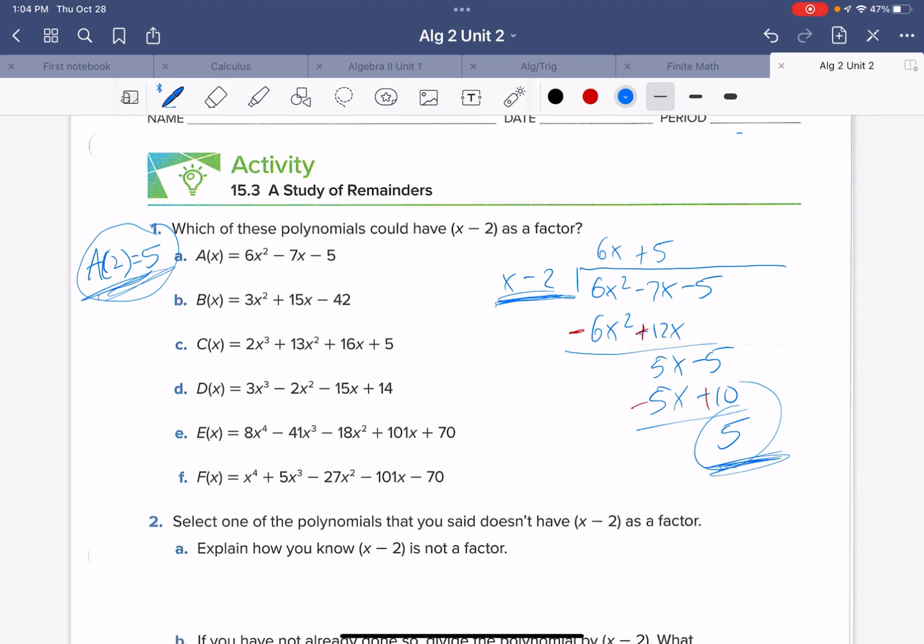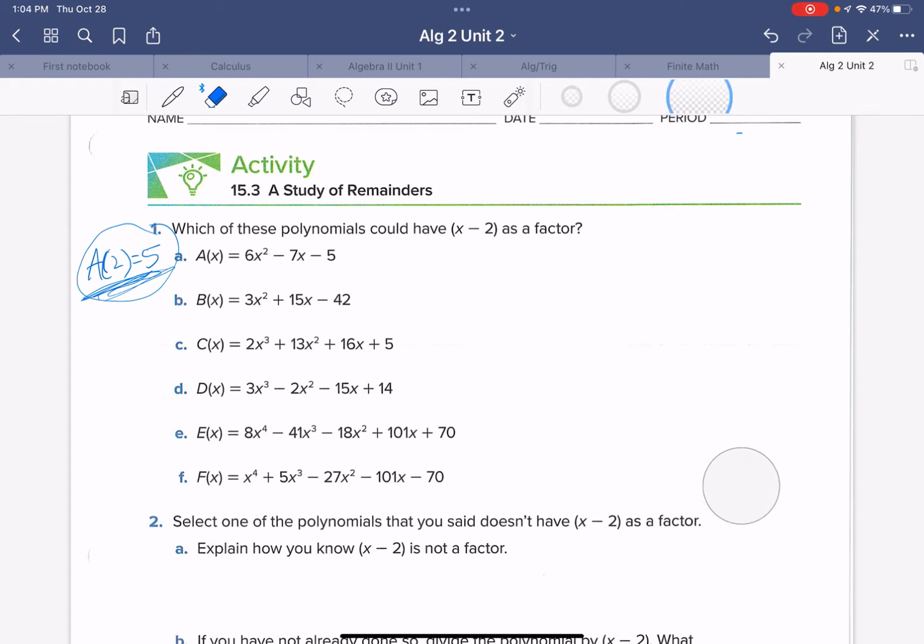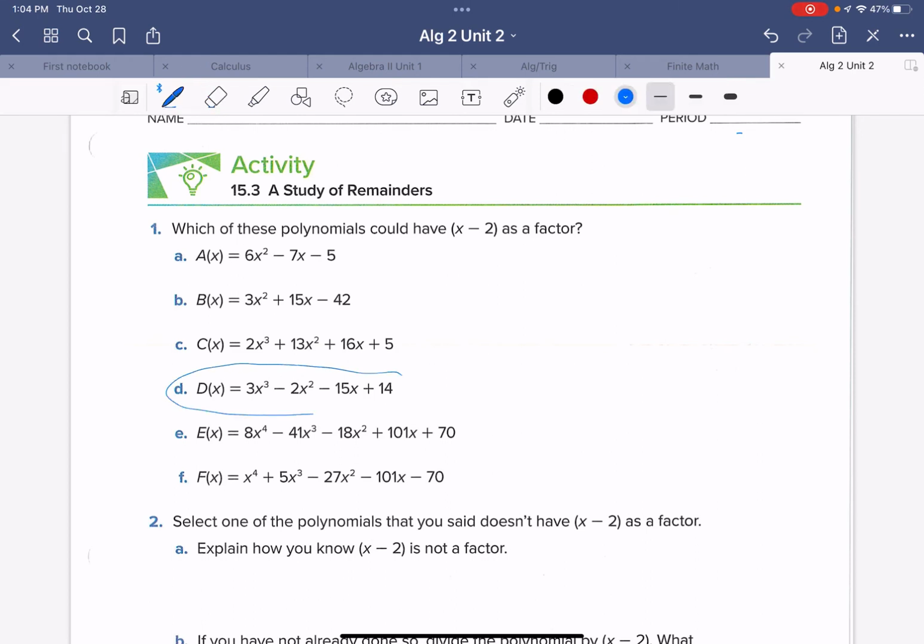If they're both 0, if the remainder is 0 and a of 2 is 0, then that means it's a factor. But see, there's a remainder. It's not a factor. So that's what's going on with this. Let's do another one of these. So let's see. Let's get this out of here. All right, so here we go. I'm going to do D right here.